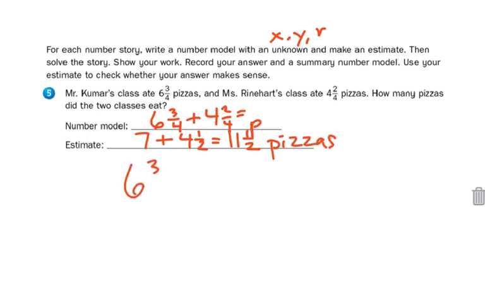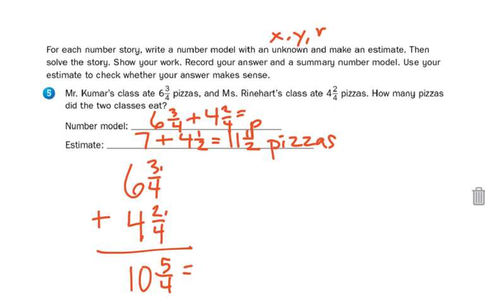I'm going to take 6 3/4 plus 4 2/4. 3 plus 2 is 5/4. We would never say someone ate 5/4 of a pizza, so we're going to change that to a mixed number in just a moment. 6 plus 4 is 10.